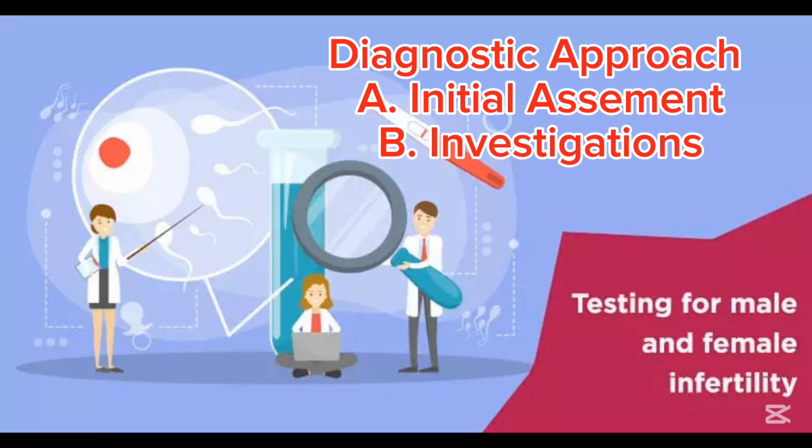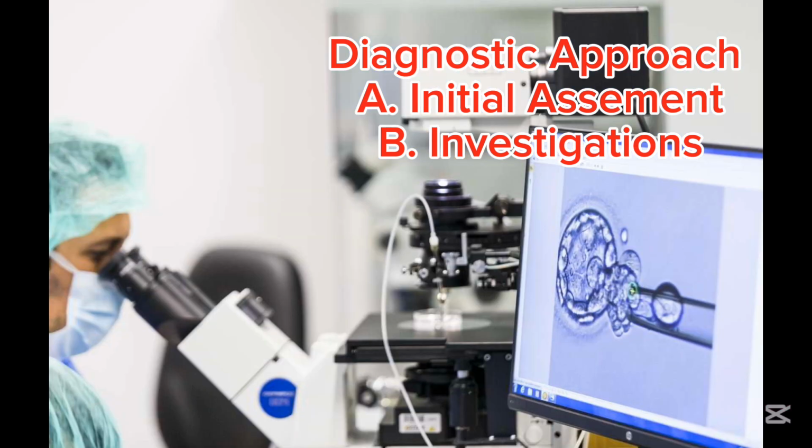Coming to the investigations, for the female partner, you can do a hormonal profile where you look at hormones such as FSH, LH, and others. You can also do a pelvic ultrasound for baseline anatomy, and a transvaginal ultrasound. You can do a laparoscopy as the gold standard for diagnosing endometriosis or tubal disease. You can also do a hysteroscopy for direct visualization of the uterine cavity.